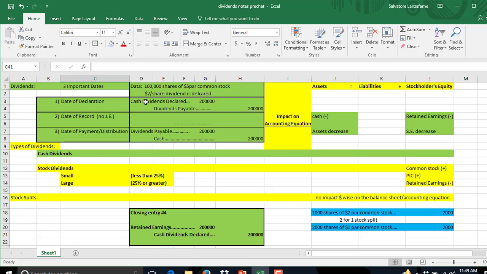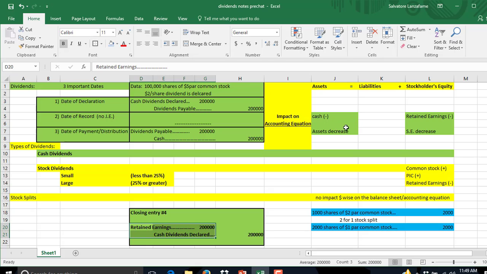The typical journal entries on the date of declaration: debit the cash dividends declared, credit dividends payable. Some will not use the debit cash dividends declared. They instead will debit retained earnings. That's kind of a shortcut. If they don't do the retained earnings, dividends declared has to eventually be closed into retained earnings. So you either put it into retained earnings directly or you do it during the closing entry process. No matter how you slice it, dividends ultimately ends up in retained earnings.